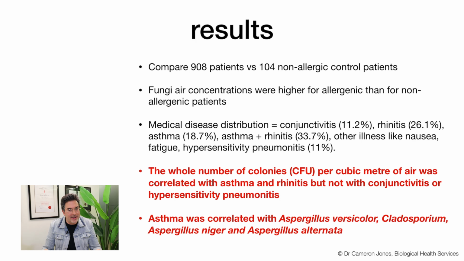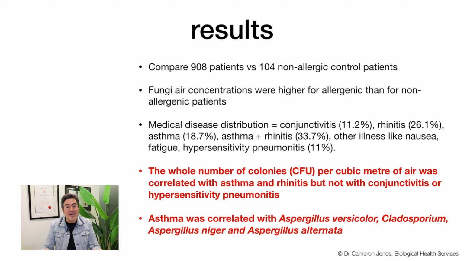And importantly, out of the different types of fungi that are capable of growing on these petri plates, consistently they found that exposure to Cladosporium, Aspergillus niger, Aspergillus alternata, and Aspergillus versicolor were linked again with the asthma symptoms. And again, these colonies are pretty easy to distinguish in culture, and it therefore means that the amount of data that can be extracted from petri plate assays of the airspace is very high.